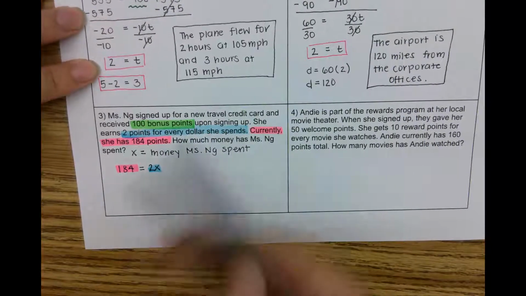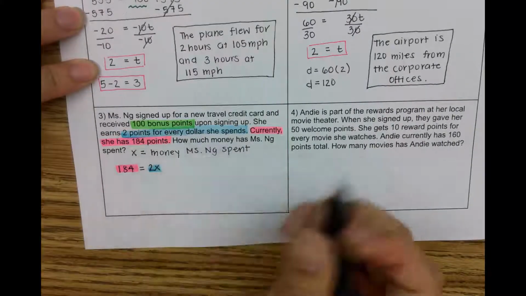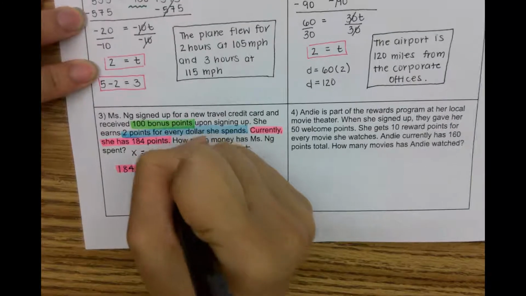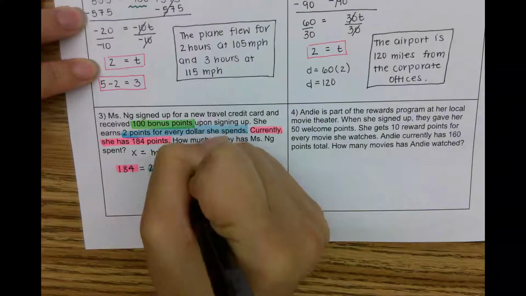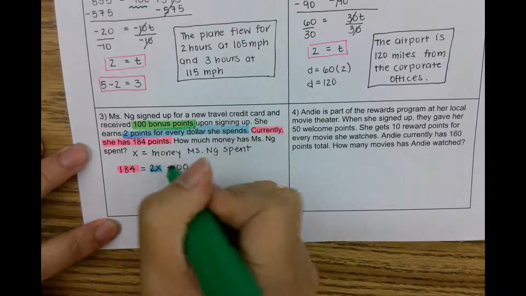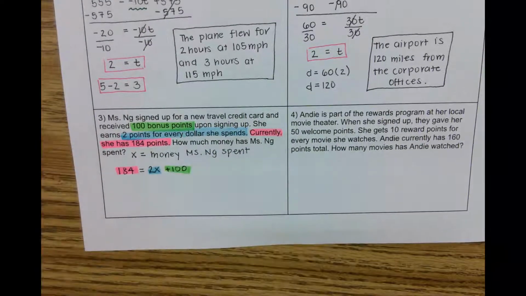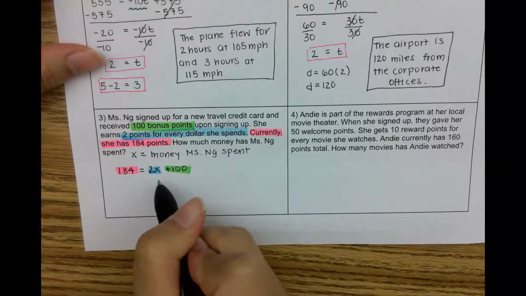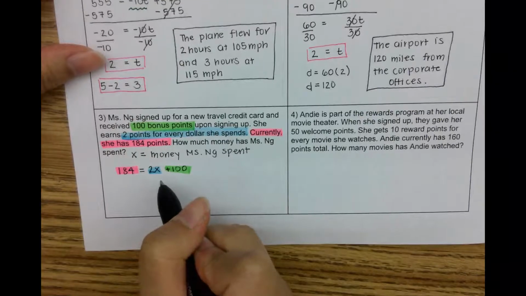Okay. I know I also got 100 bonus points. So in addition to the ones I earn, I already started off with 100, so I can add that in. After that, it's pretty familiar to us. All we have to do is solve. So there's no distributing, there's no like terms, so now all I have to do is isolate.